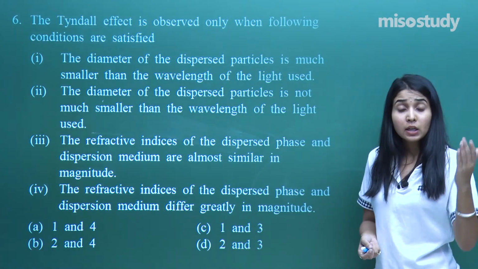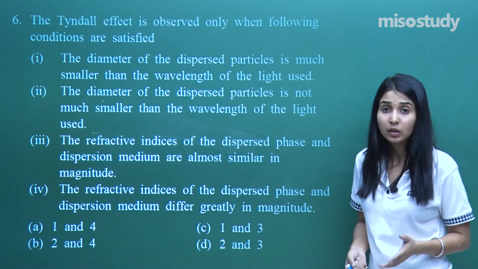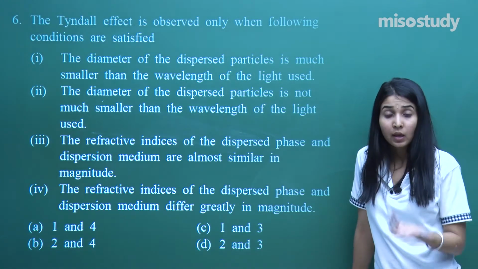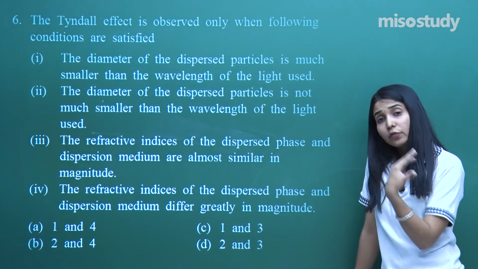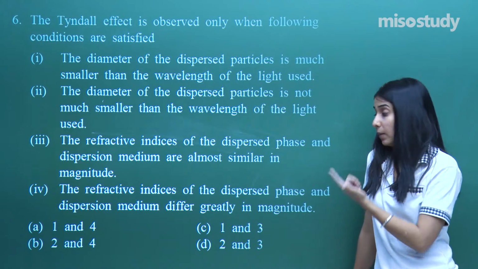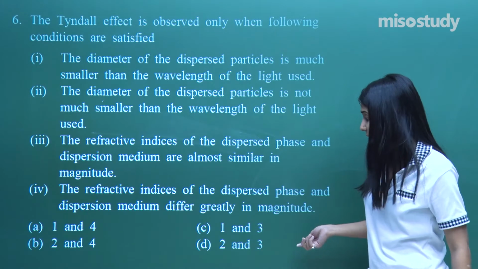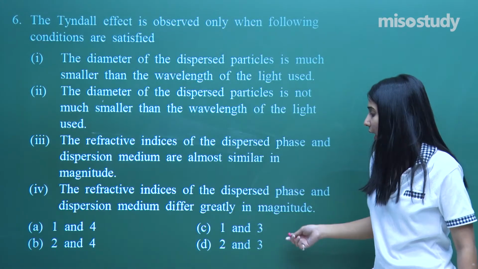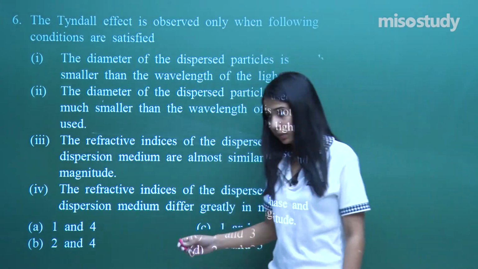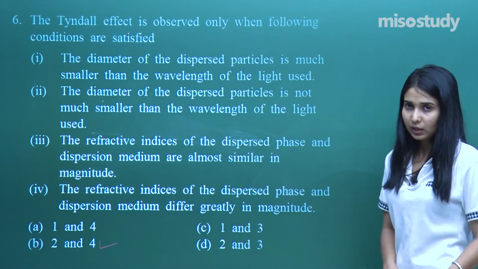Apart from that, in the Tyndall effect, I studied the effect of refractive indices as well. And what was it? If I have to bring about the Tyndall effect, if I have to illuminate the path, the refractive indices of the dispersed phase and the dispersion medium should vary greatly in magnitude, right? So what does that mean? That option 2 and option 4 are correct. Do I see something like that? Well, of course, option B, where it says that both 2 and 4 are correct.